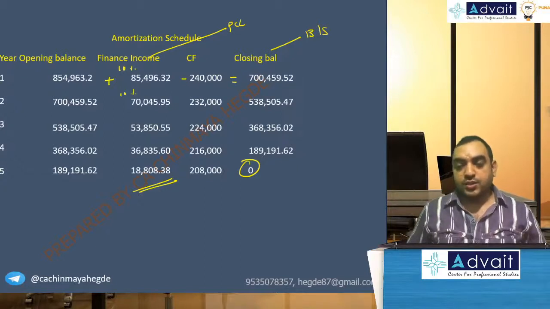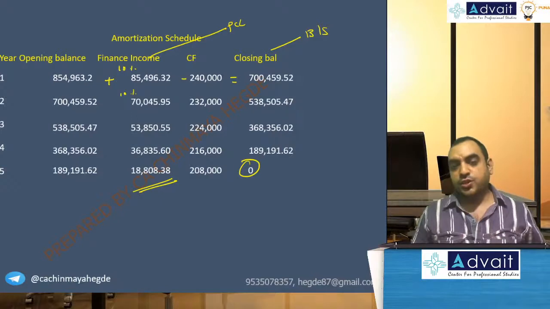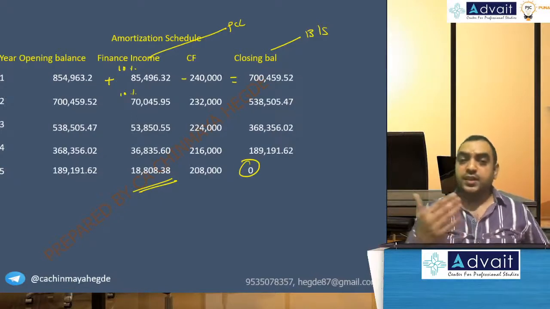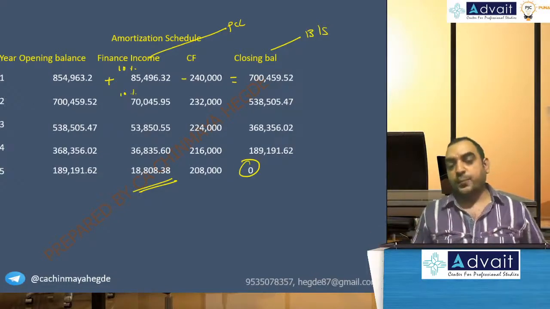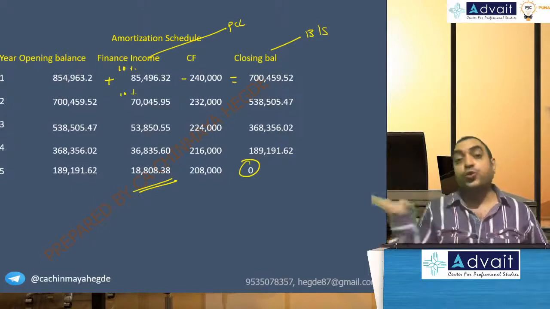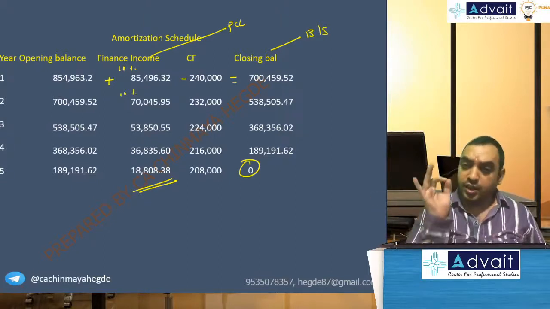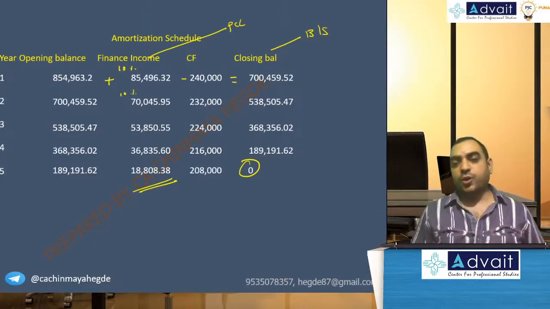Here, amortized cost has the intention to collect and the contractual cash flow test. Yes, it is amortized cost because the intention is to receive the money for whatever loan you have given to them. You are not going to sell this loan to anybody else. So in general, lending arrangements are amortized cost.